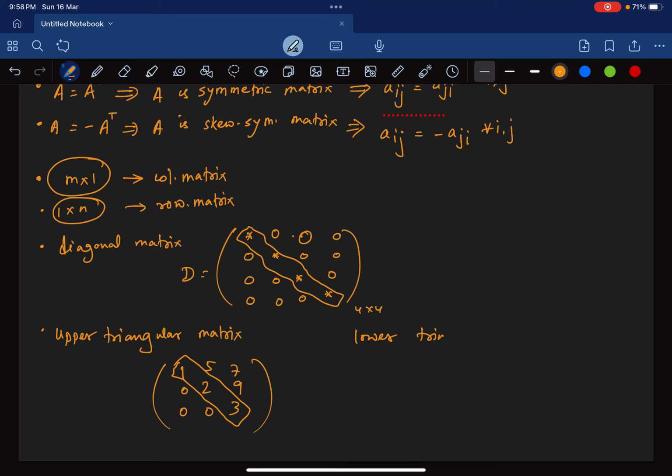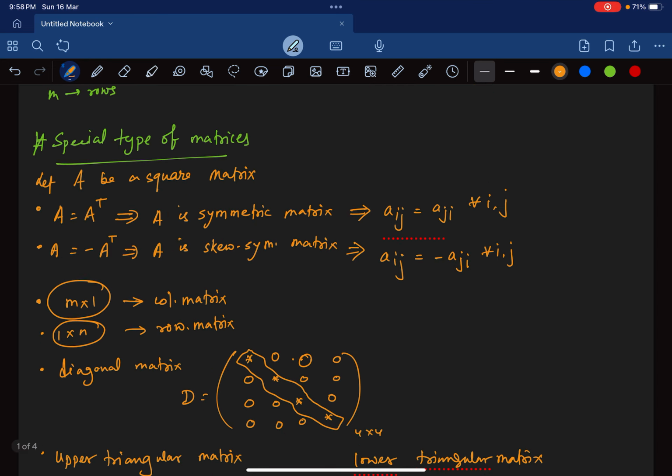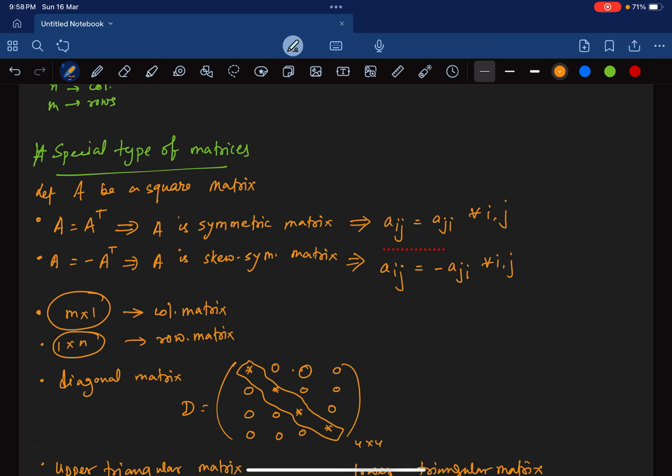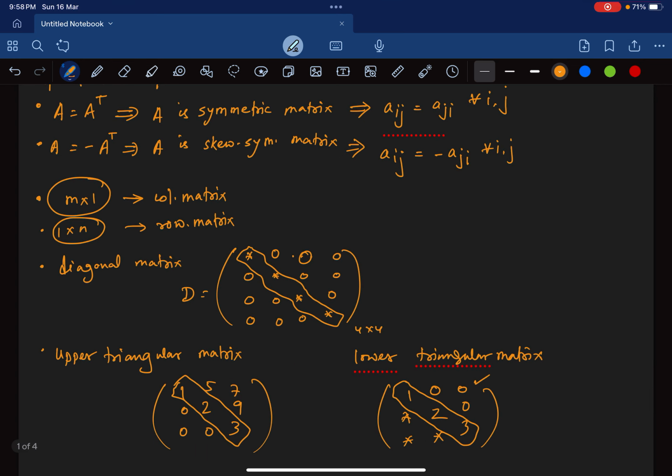Similarly, what is a lower triangular matrix? Here all the entries above the principal diagonal are 0. Some entries can be available below, but above the principal diagonal all the entries must be 0. In that case you have a lower triangular matrix. So these are a few terminologies you should know before going into the eigenvalue or eigenvector discussion, because subsequently you will find these terms.